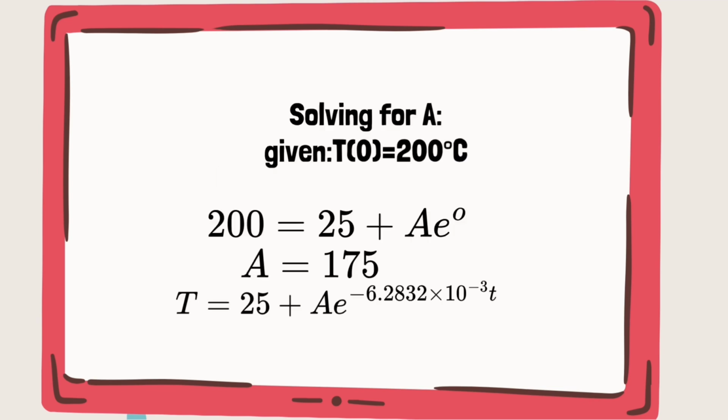To find the value of the constant A, we will use the initial condition given, which is T0 equals 200 degrees Celsius. Substituting into our equation, we get A equals 175. Then we substitute into our general equation, which gives T equals 35 plus 175 e to the power of negative 6.2832 times 10 to the power of negative 3 times t.